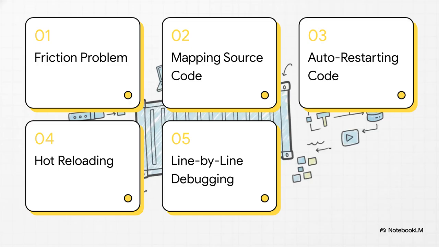Here's our roadmap for today. We're looking at 1. The container friction problem. 2. Level 1, mapping source code. 3. Level 2, auto-restarting code. 4. Multi-language hot reloading. And finally, 5. Level 3, line-by-line debugging. Let's get right into it.